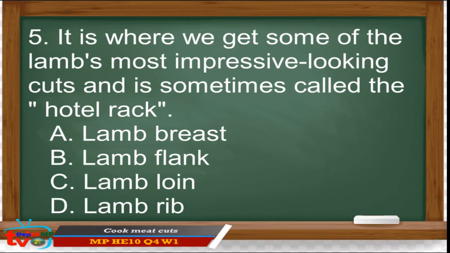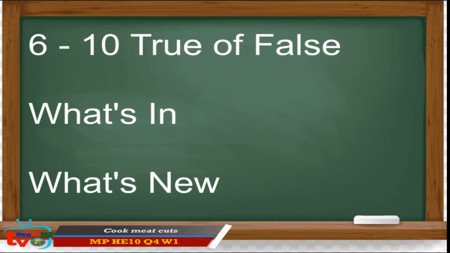5. It is where we get some of the lamb's most impressive looking cuts and is sometimes called the hotel rack. A. Lamb breast. B. Lamb flank. C. Lamb loin. D. Lamb rib. And the answer is D. Lamb rib. You may pause this video and continue answering number 6 to 10.